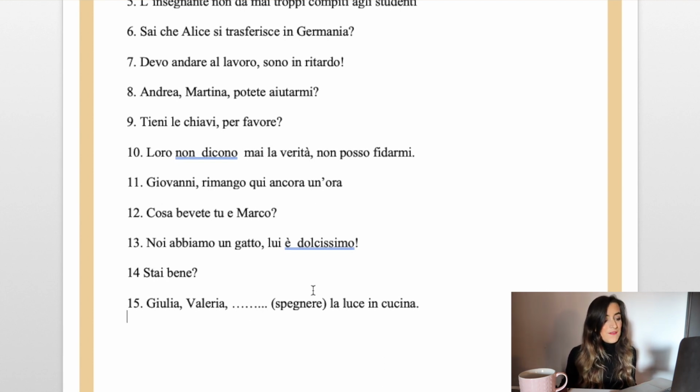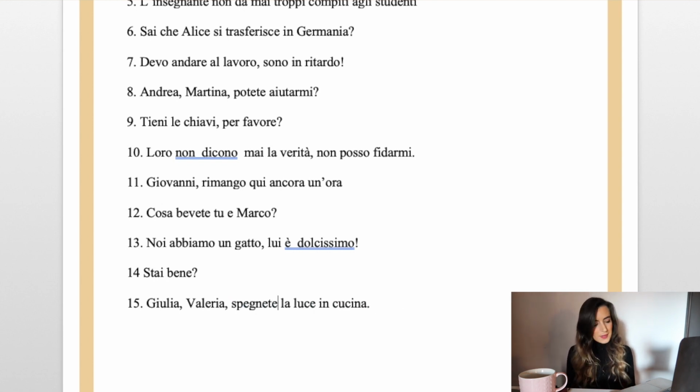So Giulia, Valeria, spegnete la luce in cucina. So Giulia, Valeria, turn off the light in the kitchen. That's more of an imperative form, but anyways, that's the same as in the present tense. So the voi form of the imperative is always the same of the voi form of the present indicative. So this sentence translates into Giulia, Valeria, turn off the lights in the kitchen.